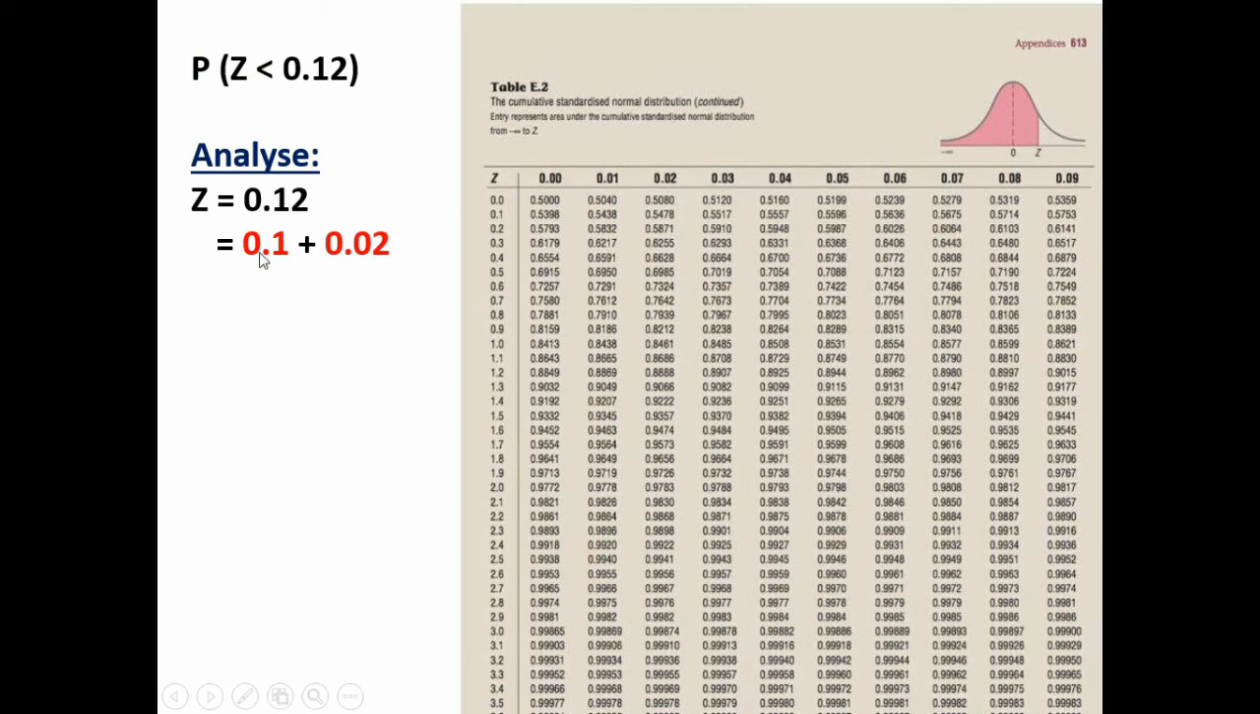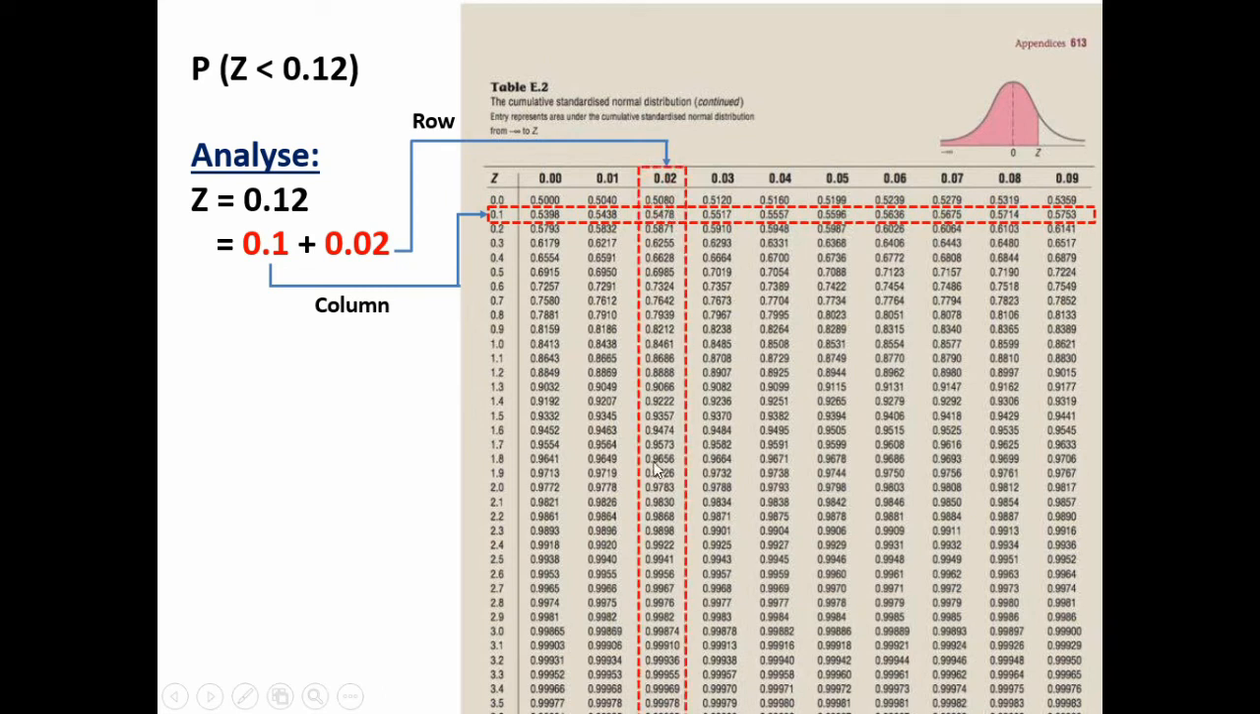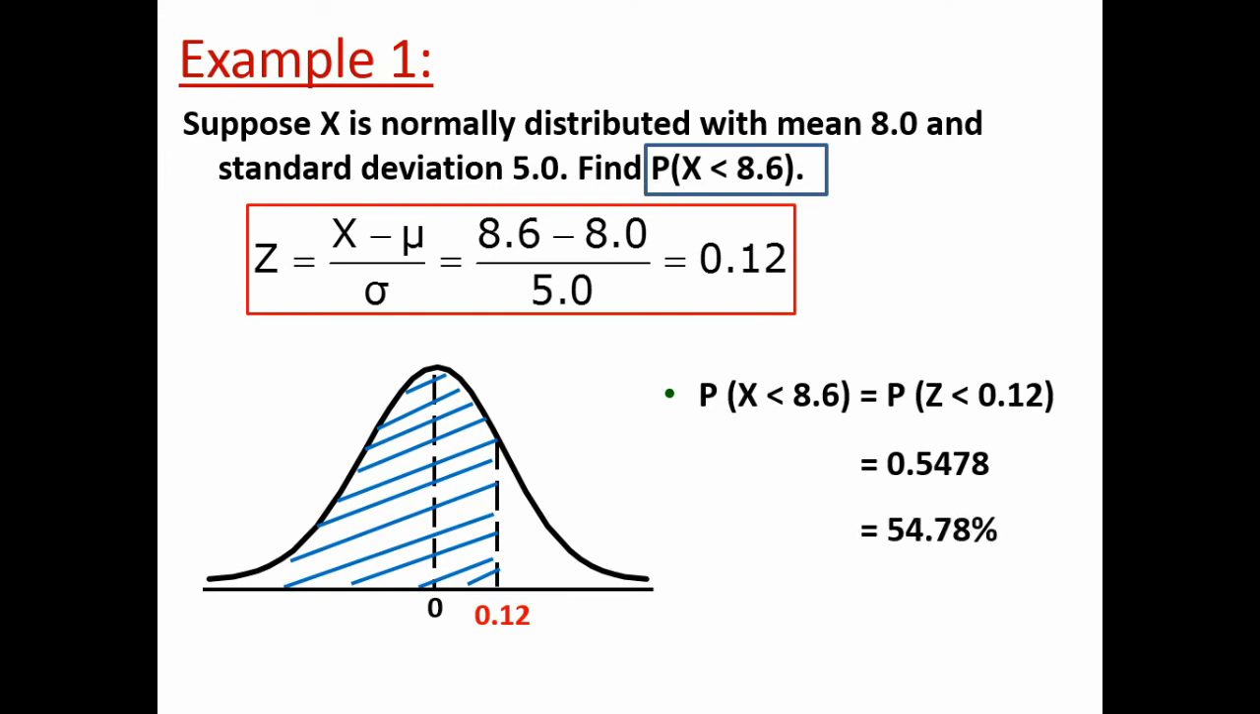In any case, you have to analyze this figure into two separate parts, 0.1 plus 0.02. The first decimal place, 0.1, represents the z-values located in the column, while the second decimal place, 0.02, represents the z-values located in the row. After you identify the position of your z-value, you find the intersection of the row and column, which is also the probability that we are looking for. Hence, the probability of the problem is 0.5478, which is 54.78%.